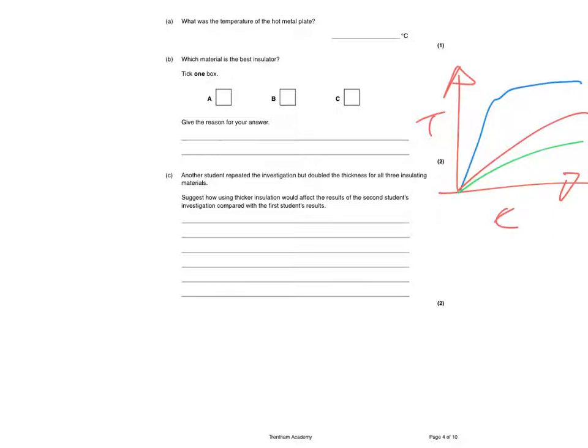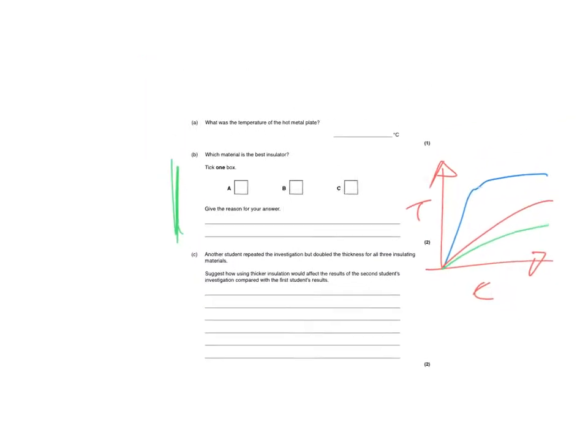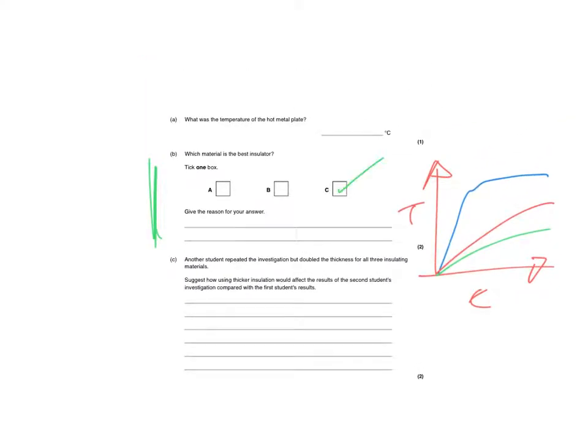Okay, so in this case, the best insulator was C because its temperature does not rise as much, or its line is not as steep. That was this line here, the green line there.